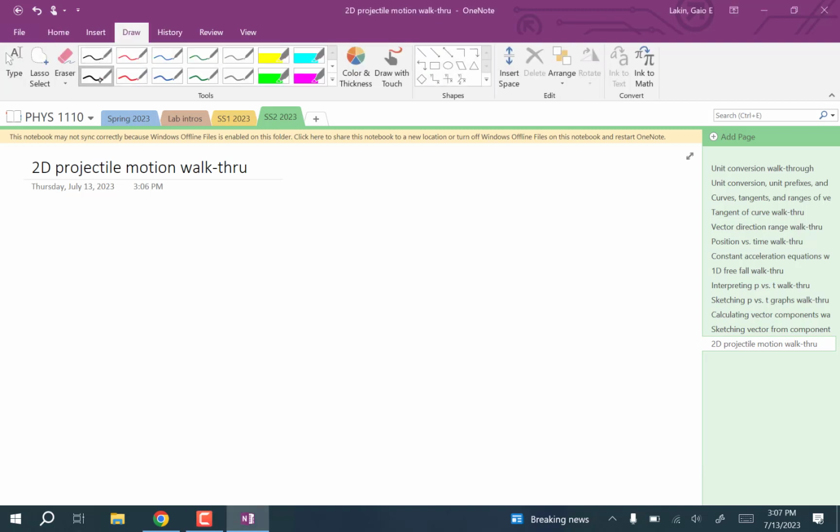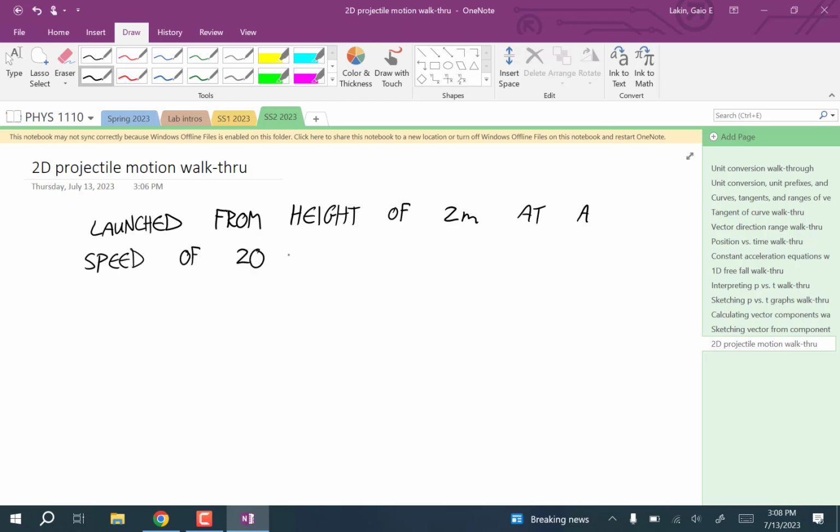Okay, so let's say that we have an object, a ball or whatever, and let's say that it's launched from a height of 2 meters, at a speed of 20 meters per second. And let's say it's launched at an angle of 40 degrees above the horizontal. And let's say that we want to know how far horizontally the ball travels before it hits the ground.